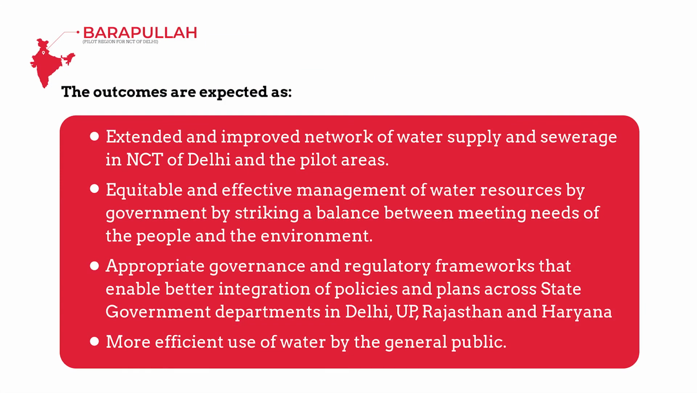The outcomes are expected as extended and improved network of water supply and sewerage in NCT of Delhi and the pilot areas, equitable and effective management of water resources by government by striking a balance between meeting needs of the people and the environment, appropriate governance and regulatory frameworks that enable better integration of policies and plans across the state government departments in Delhi, UP, Rajasthan and Haryana, and a more efficient use of water by the general public.